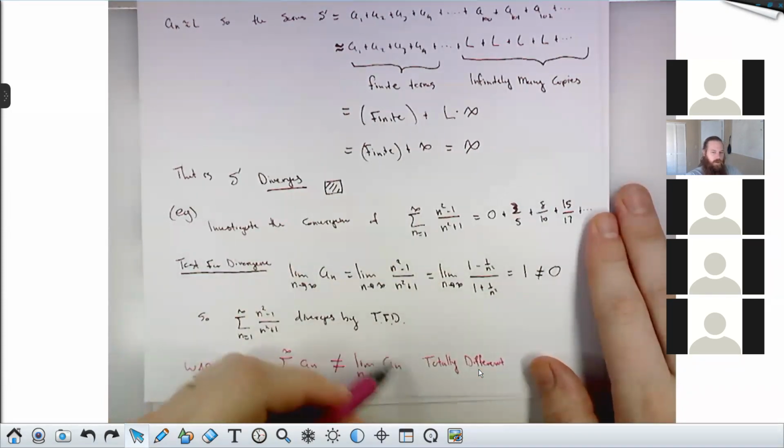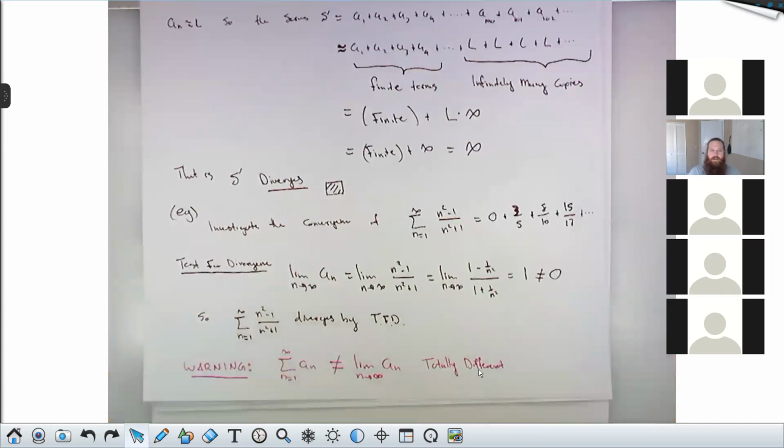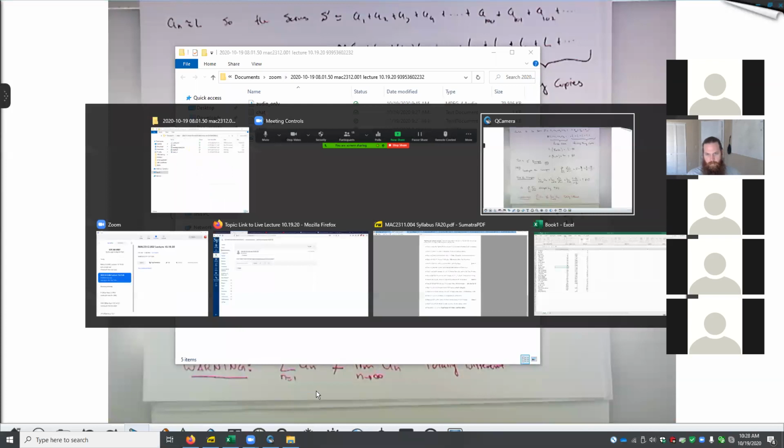This is like a horizontal asymptote. This is like a type 1 improper integral. Those are not the same. So why would a series be the same as the limit of its terms? It just doesn't make sense. Please don't write this. These things can be related to each other using the test for divergence. If this limit isn't 0, then this series diverges. That much is true, but only that much is true.